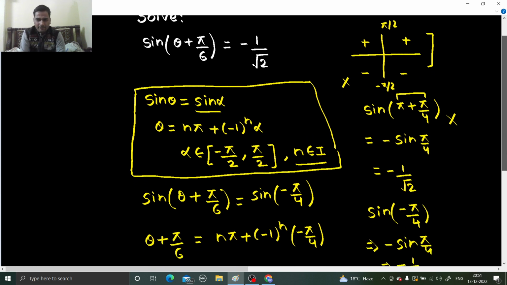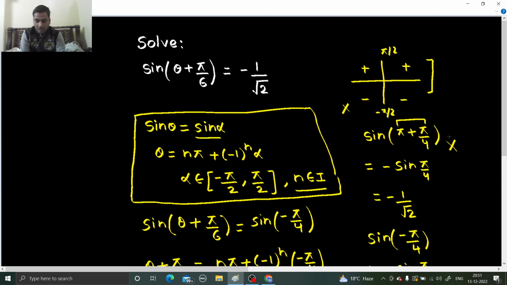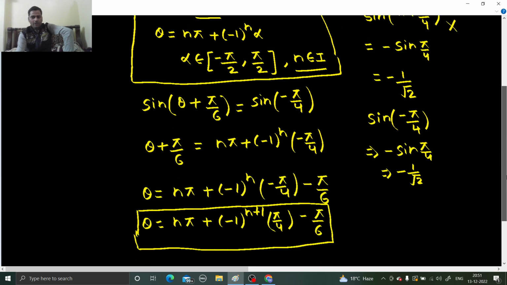Okay, simple one again. We got two values where it was equal to minus 1 by root 2, but we neglected this 3 pi by 4 because that was lying in the third quadrant, and we want only the first or fourth quadrant. Okay, so I hope you understood this.